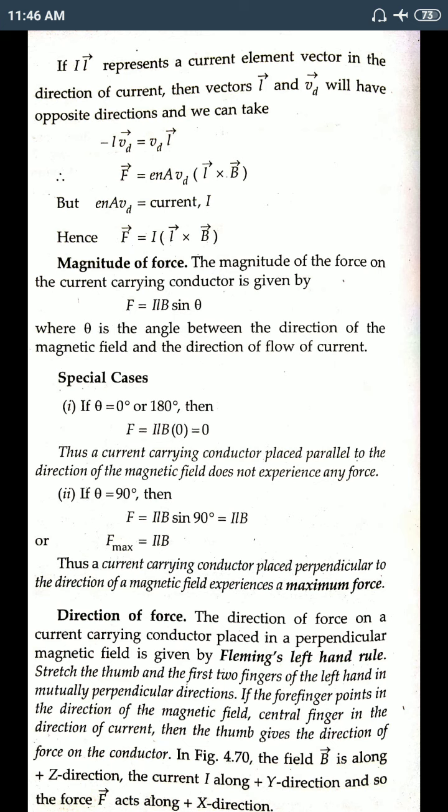So here also some special cases will be there, as we also discussed in the last video. Whatever we got for 0 degree and 180 degree, or 90 degree where we get the maximum force in our last video, here also we get the same thing. Theta equals 0 degree or 180 degree: sine 0 is 0, sine 180 is also 0, so the force is 0. Thus we can say that a current carrying conductor placed parallel to the direction of the magnetic field does not experience any force.